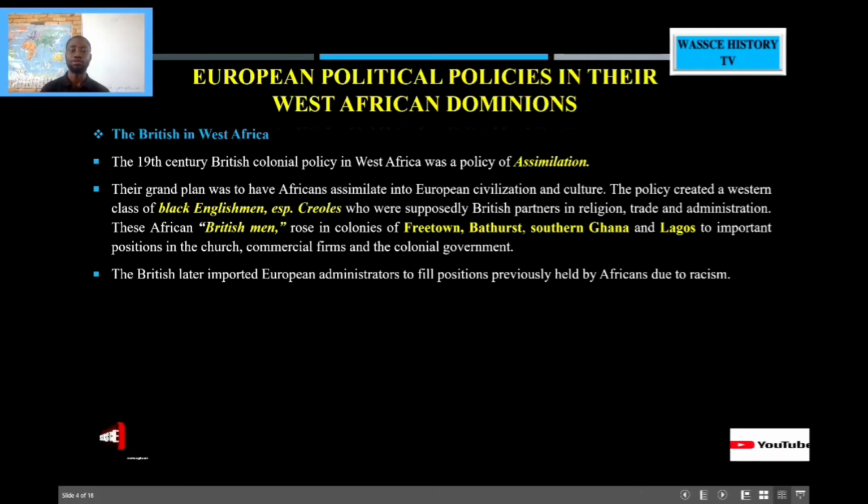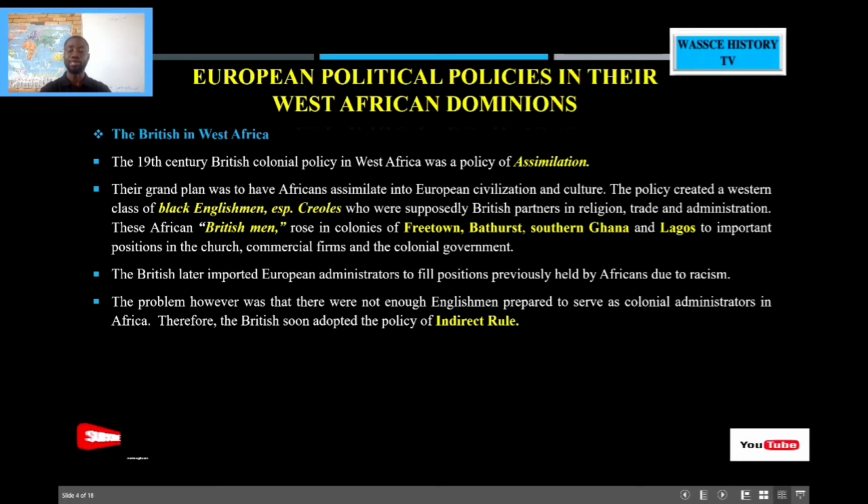as people would always say, a decorated monkey will still be what? A decorated monkey. You can't change that. And that was also a problem. Racism: they then came to see Africans as not equal to them. And so they began to fill those positions which were, of course, previously held by Africans.